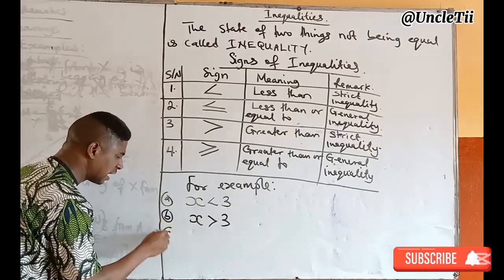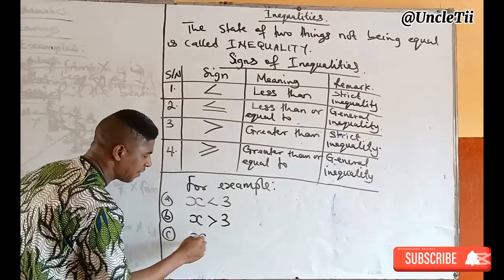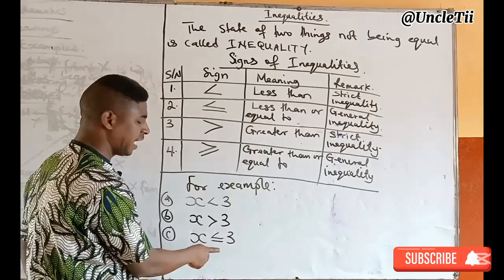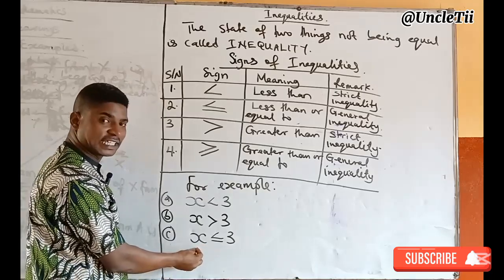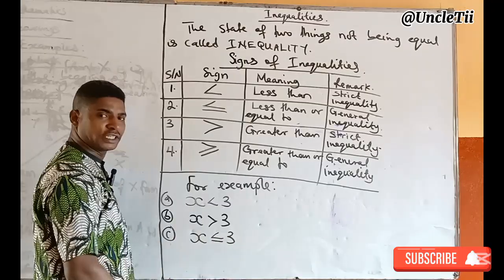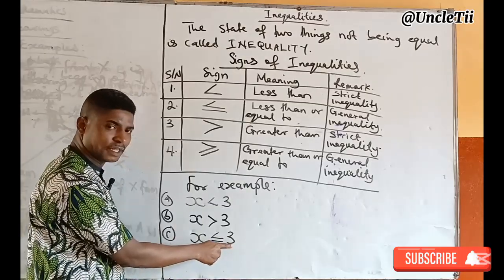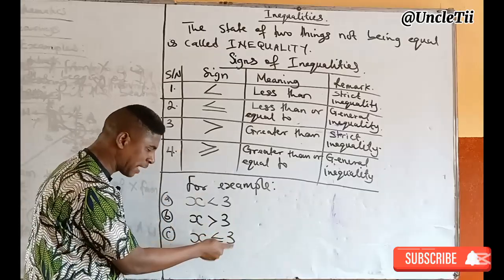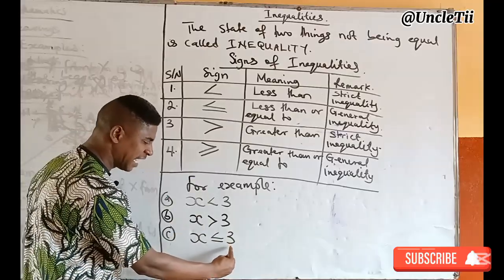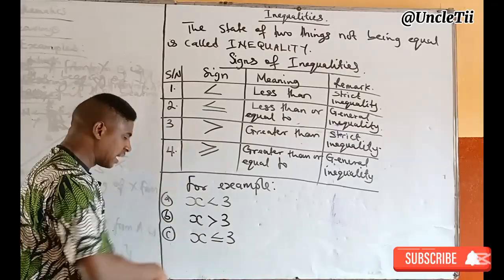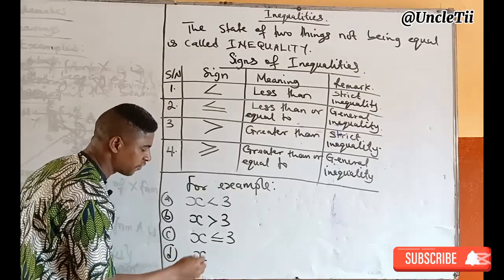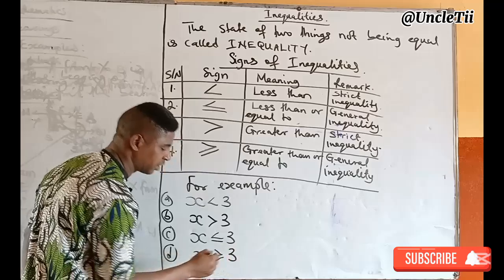But that is not the same thing as having x less than or equal to 3. Here, we are saying x is an entity that is either equal to 3 or not up to it. So 3 is a part of the answer, is a part of the solution set. That is why we call it general inequality. The entity on the right is a part of the answer.